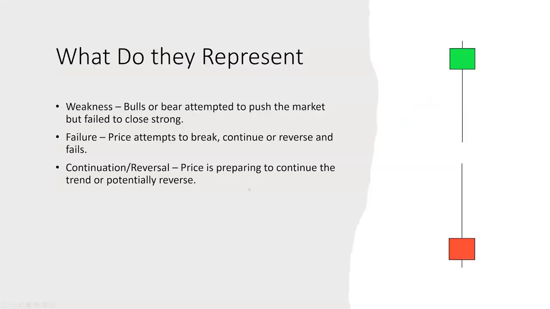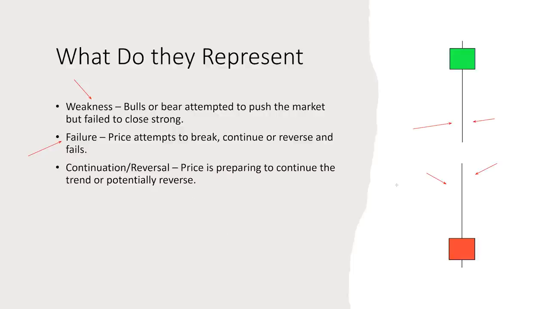Taking a look at our final example here, we can see the wick rejection candles. Now, what do these represent? Well, these candles represent weakness. But what do I mean by weakness? Well, this simply means that bulls or bears attempted to push the market up or down, but failed to close strong like our momentum candles. It also represents a failure.